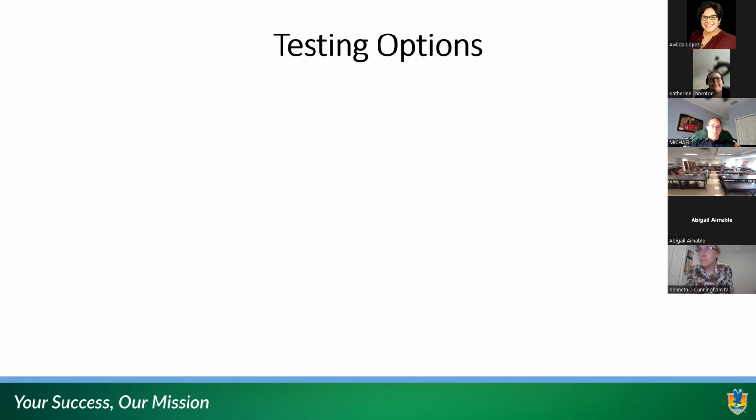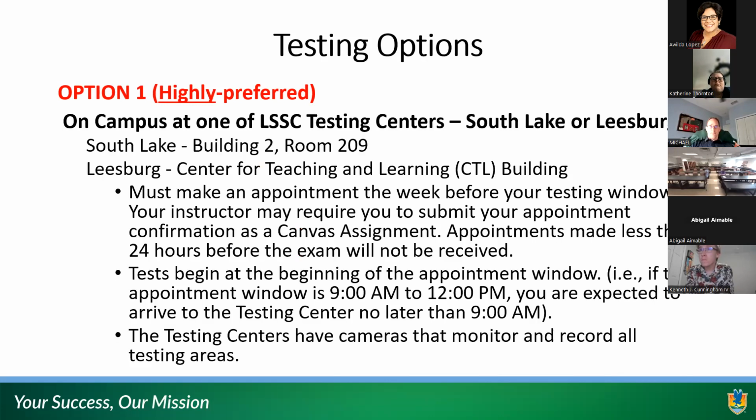Let's talk next about your testing options. You will have 2 ways to test for your online math course. We'll talk about the highly preferred method first, and then we'll talk about the secondary option. The highly preferred method for testing is to come physically to one of our campuses to test in person. We have a testing center at the South Lake campus in Claremont in Building 2, room 209, and we have a testing center at the Leesburg campus in the Center for Teaching and Learning building.